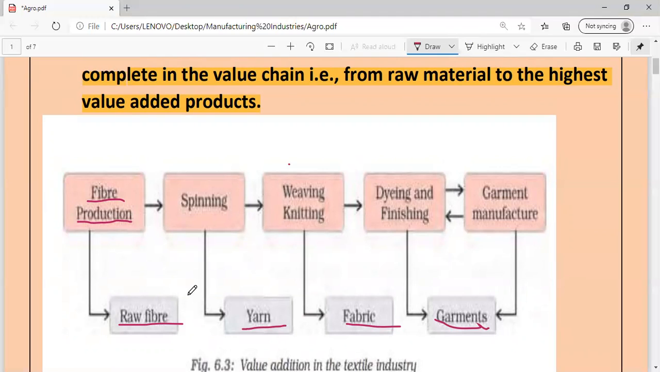So in each stage value is added. When it is raw fiber, it has less value, and the value increases when it becomes yarn. Again the value increases when it becomes fabric, and finally it has the highest value when it becomes a finished product. So that is the meaning of value addition.